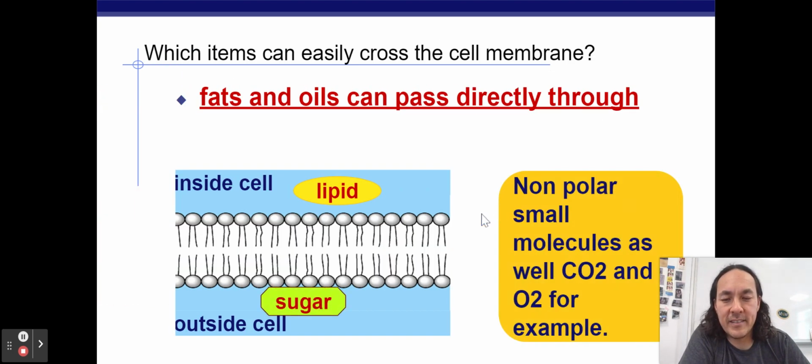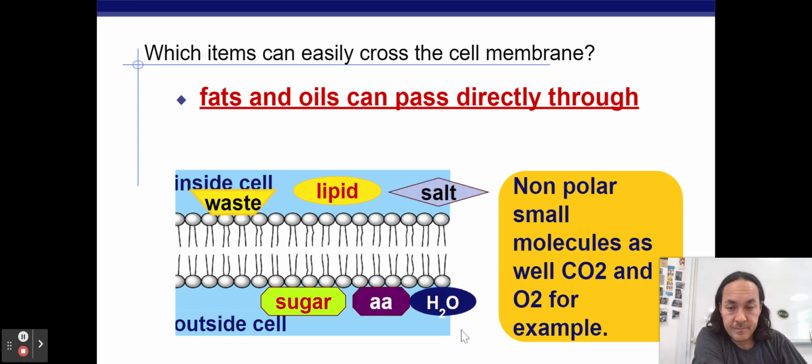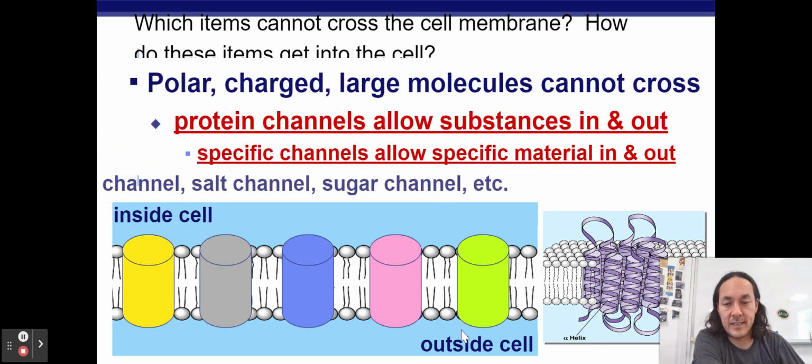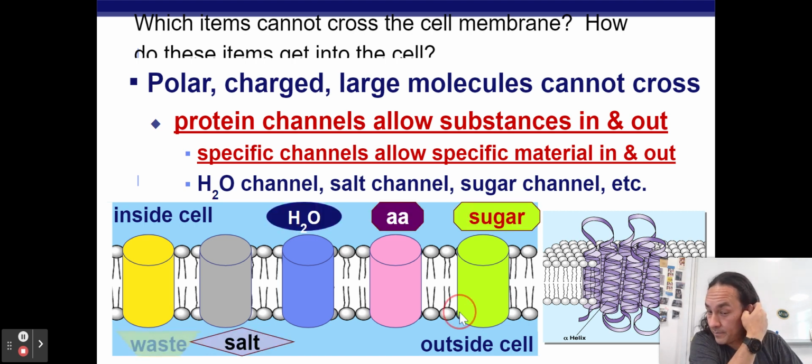Things that can easily cross are lipids because they just don't have a charge, and small nonpolar molecules like carbon dioxide and oxygen. Water can leak through. Things that can't cross would be charged ions like potassium or chlorine, or sugars. All right. And so, well, how can those items get in if they can't cross? They're going to have specific channels.